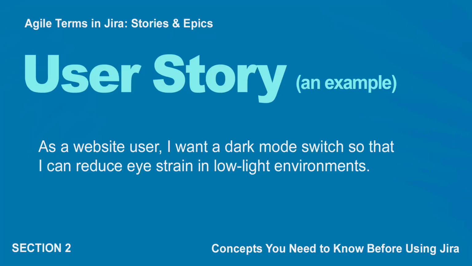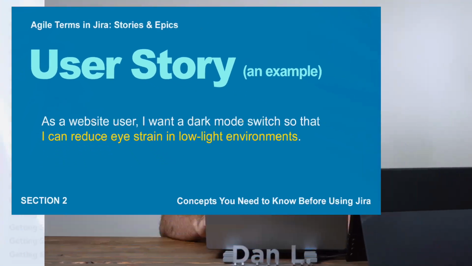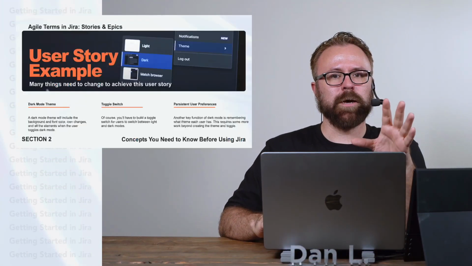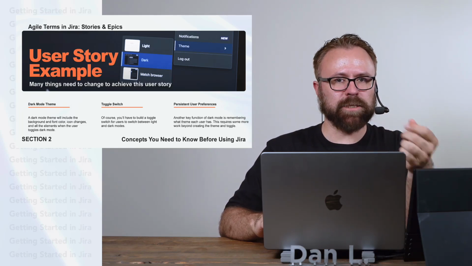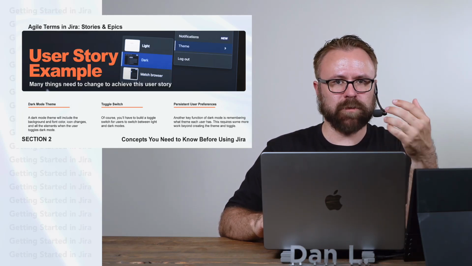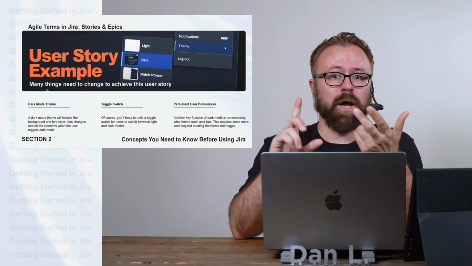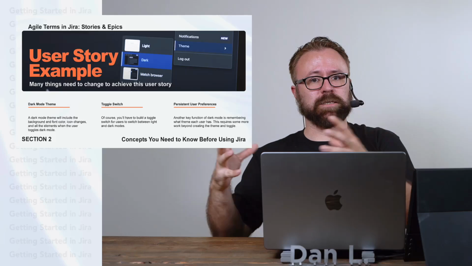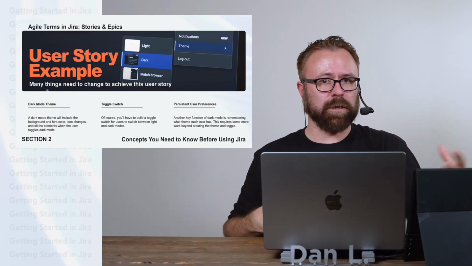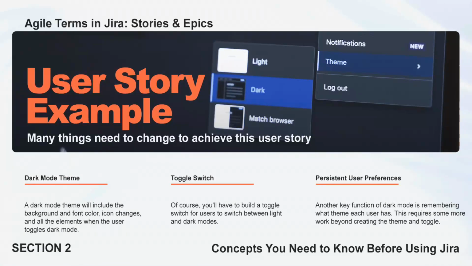So here's an example user story. As a website user, I want a dark mode switch so that I can reduce eye strain in low light environments. If you think about it, adding the dark mode functionality requires more than just changing the background color of the website. You have to change all the various font colors, create new icons perhaps, and graphical elements for the site, basically building out a CSS theme that'll get enabled when the user turns on dark mode.